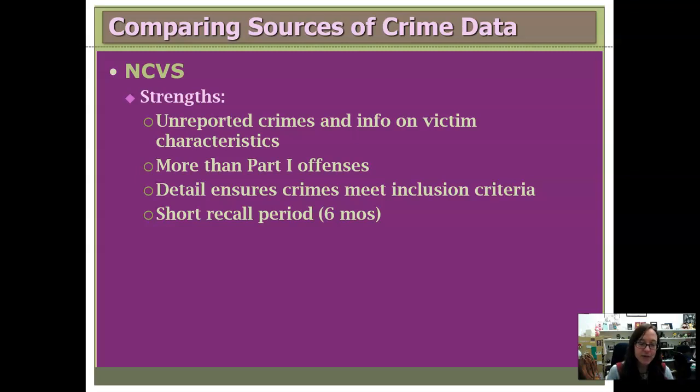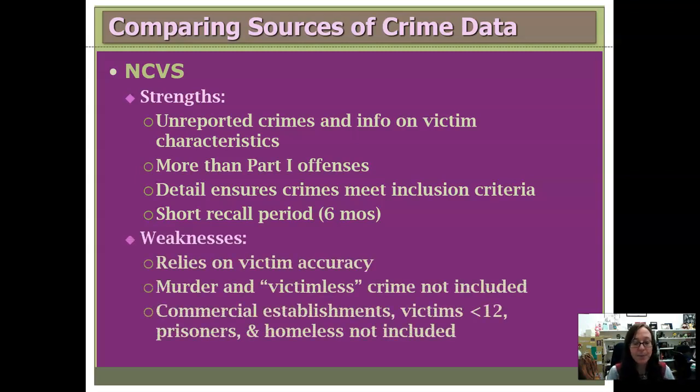So those are some of the major strengths of the NCVS, but there are some weaknesses as well. It does rely on victim accuracy, and as I discussed in a little more detail in the previous video, there are some issues here in terms of both over and under reporting for various different reasons. Also, something you might not have thought about, some crimes are not included. Murder is not going to be included, at least not directly, because can you ask a murder victim about their victimization? No, because they're dead. So while you can get information about if family members have been affected and things like that, you can't get direct information from the victim.